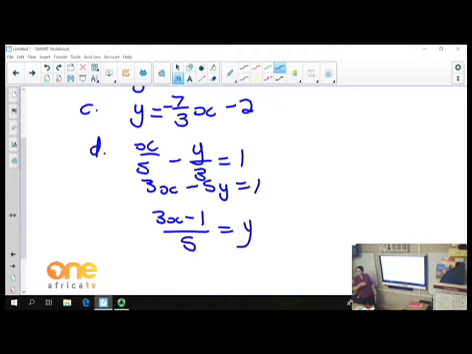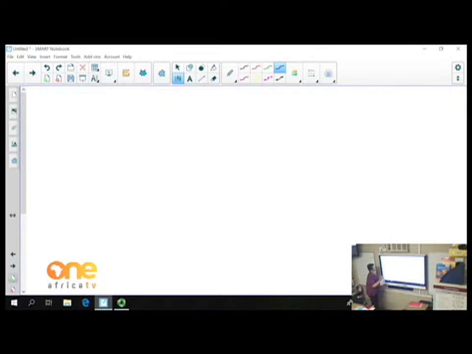Can you see? I just take it there where it's positive. It's easier to do it like that. Okay, now we look at try now 16. Try now 16. y is equal to 3 over 4x minus a quarter.